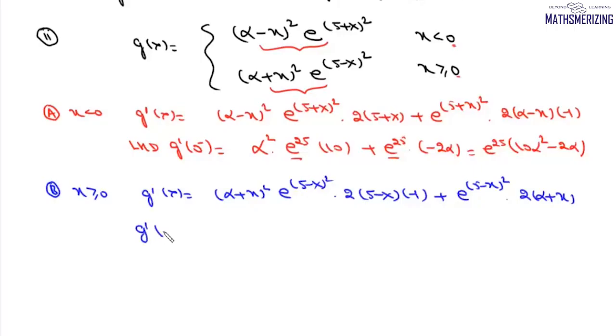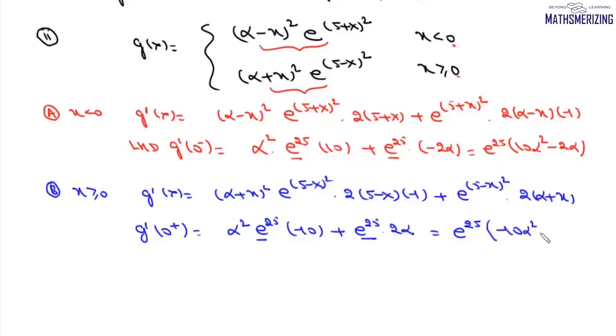Now we'll find g dash 0 positive. It will be alpha square into e to the power 25 into minus 10 plus e to the power 25 into 2 alpha. Now again we'll take e to the power 25 common. So we'll get minus 10 alpha square plus 2 alpha. That's your right hand derivative.